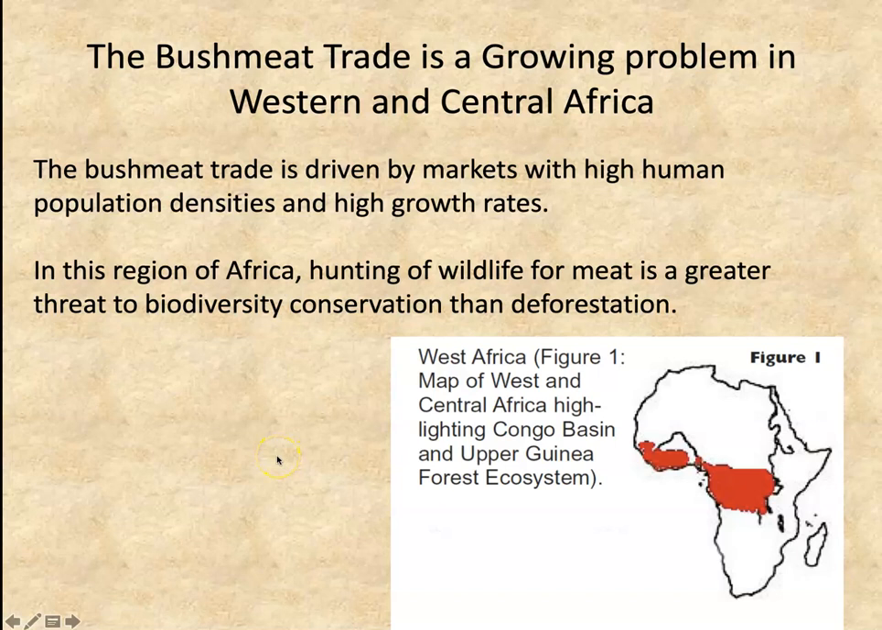The bushmeat trade is a growing problem in Western and Central Africa. It's driven by markets with high human population densities and high growth rates. In this region of Africa, hunting of wildlife for meat is a greater threat to biodiversity conservation than deforestation.